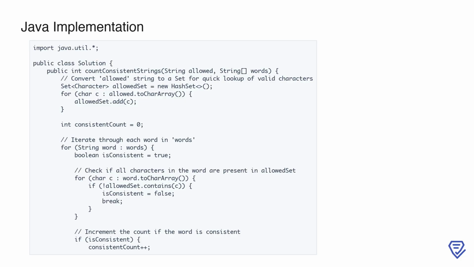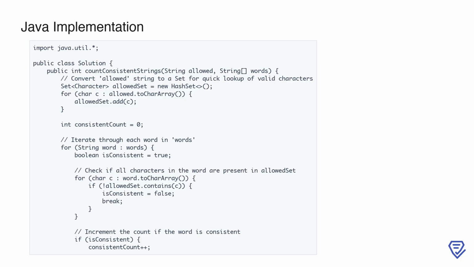Here, we start by importing the necessary classes from the Java utility package, as we'll be using a hash set to store the allowed characters. In the method countConsistentStrings, the first step is to convert the allowed string into a set. This is done using a hash set, which allows for quick lookup of characters. By iterating through the allowed string and adding each character to the allowed set, we ensure that we have a collection of all valid characters.